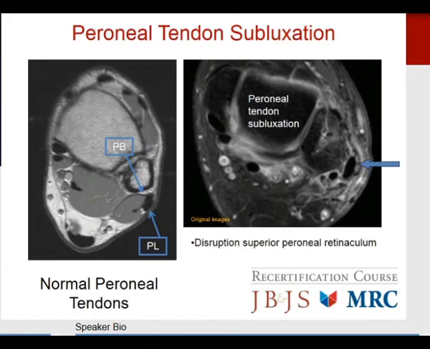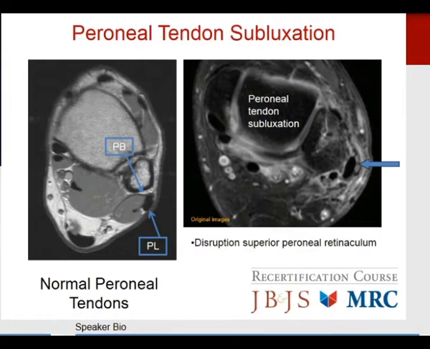We also get disruption of the superior peroneal retinaculum associated with peroneal tendon subluxation. So here we see partial tearing and stripping of the superior peroneal retinaculum and lateral subluxation of the peroneal longus tendon, and then a longitudinal split of the adjacent peroneal brevis tendon.